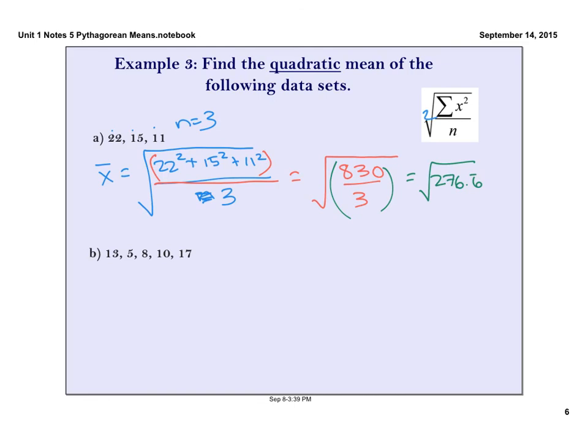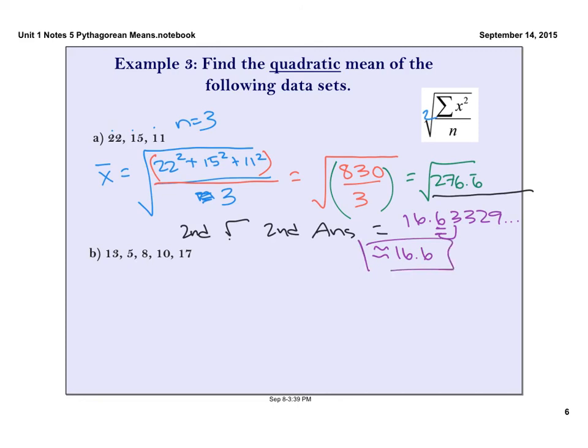So when I type this into my calculator, I'm going to type the square root, which for you is second and then square root, and then I'm going to do second answer, and then equals. And then it's going to pull the whole thing. So when I do that, I get 16.63329, and so on. Round to the tenths place, use your 3. So I have approximately 16.6 there for a mean.